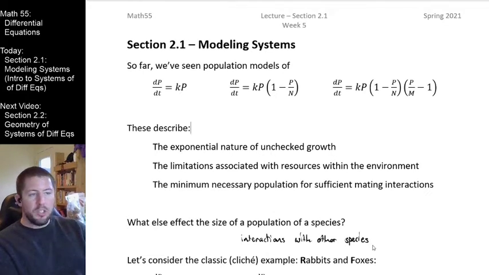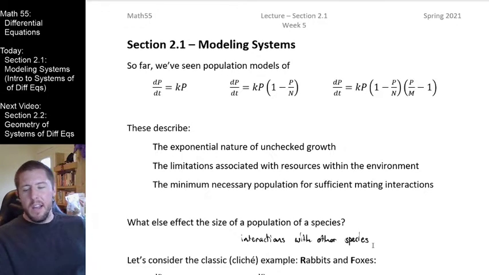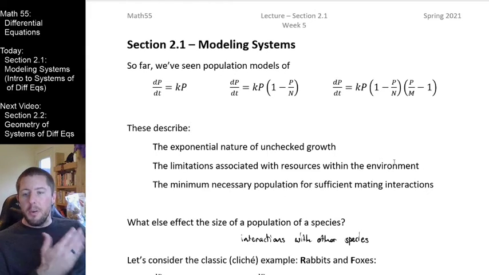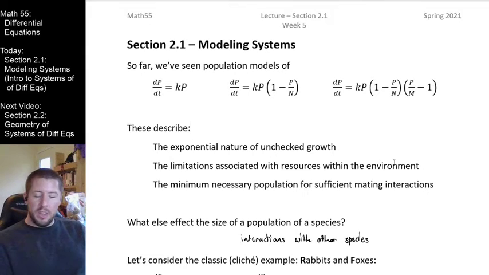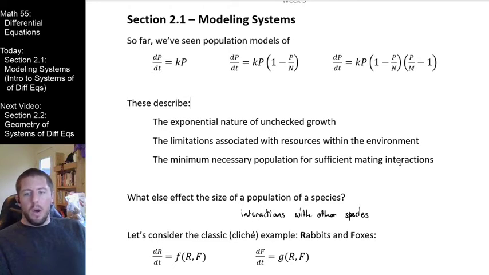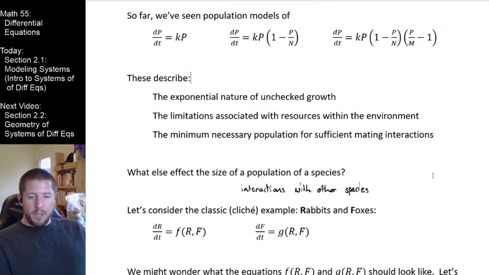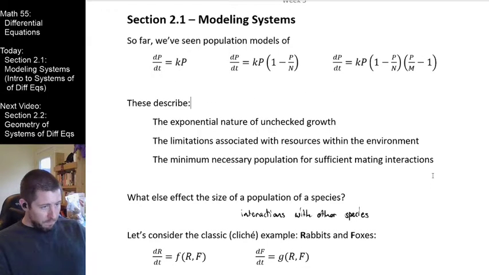All right, so as we introduce our systems discussion here, it's really still following the same thread that we've been on for the entire course so far, which is, can we improve our population model? And I think the answer is yes, by also including content associated with the other populations with which that population interacts. So the very, and I'll say it for sure, it's a cliche example here, rabbits and foxes.